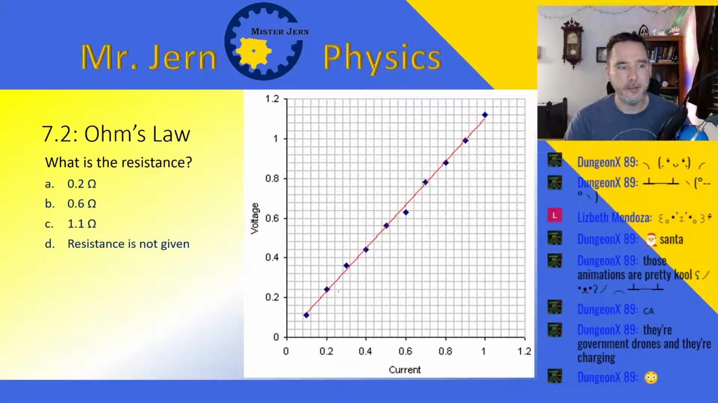Okay, now we can tell it's actually got voltage and current. So we got voltage and current. And whenever you have a voltage versus current graph like this, the slope of the line is equal to resistance.